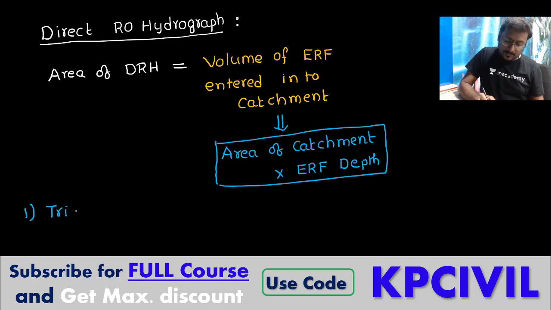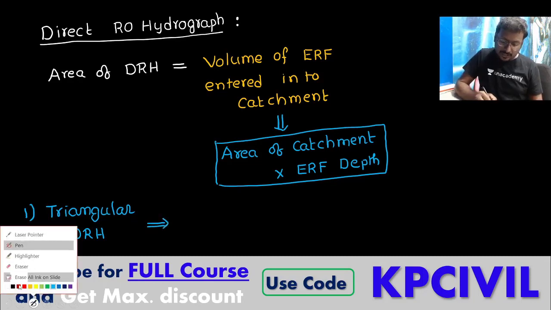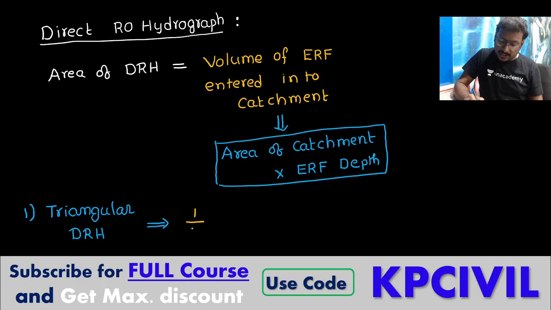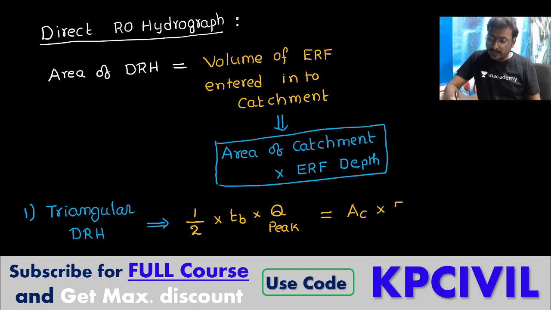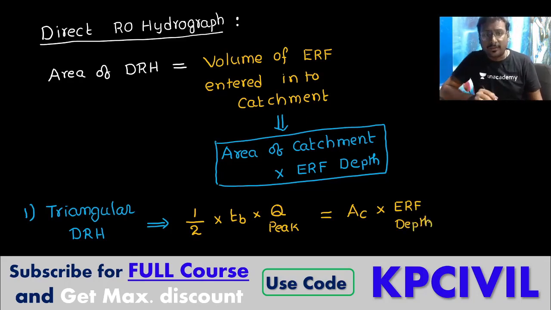If you consider a triangular direct runoff hydrograph, what is the area of the DRH we can write? Area of DRH is equal to half into time base into peak discharge, the peak of the direct runoff hydrograph. Again that is equal to area of catchment into effective rainfall depth. We can equalize this value with area of catchment into effective rainfall depth.